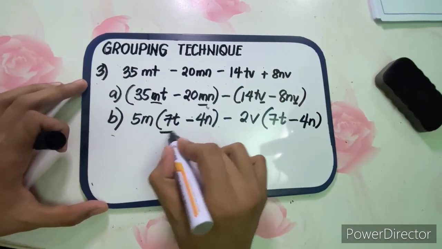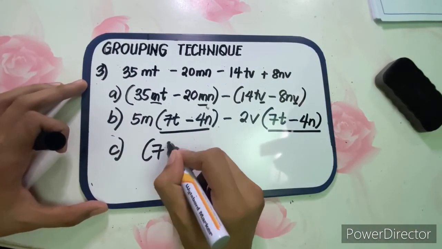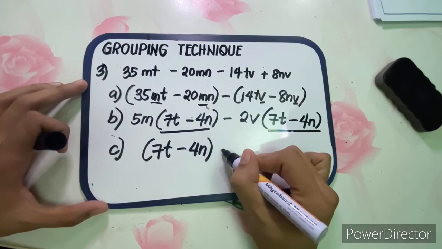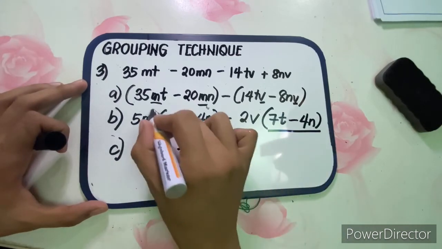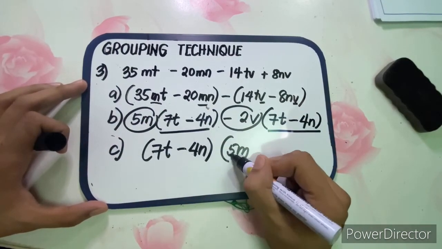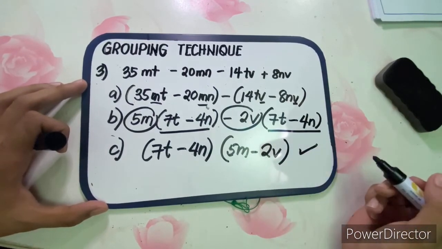So we have a common binomial, 7t minus 4n, times this one, copy this one, 5m minus 2v. And this will be our answer.